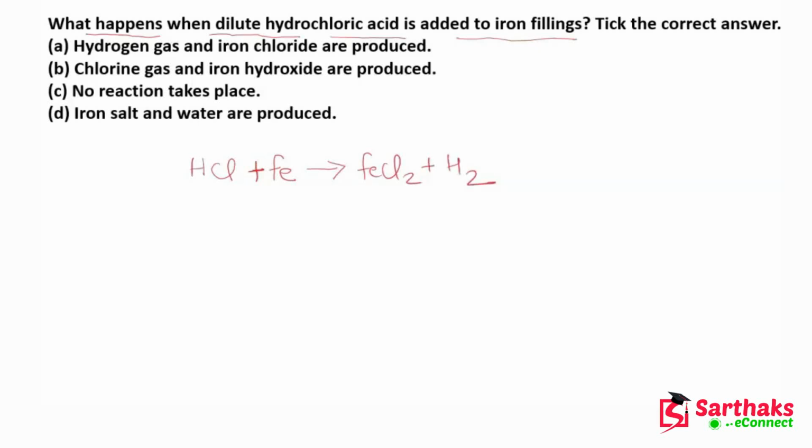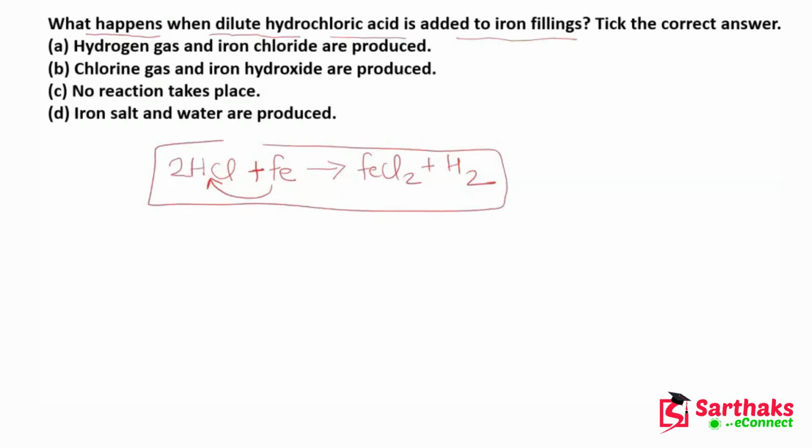When these two reactants react, they give us FeCl2 plus H2. Now guys, this reaction is not balanced, so we have to balance it. I will add 2 here, and now it has become balanced. Why did this reaction take place? Because we know that Fe is more reactive than hydrogen. So it will displace the hydrogen and take its place. So this is the reaction.